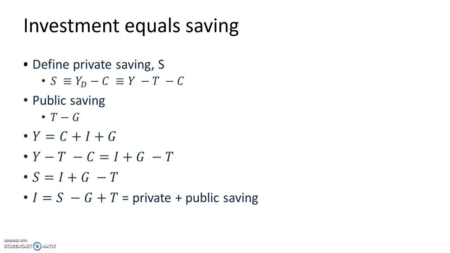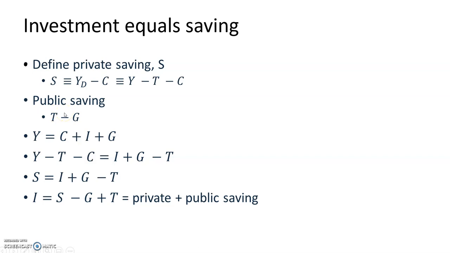Saving is the sum of private and public saving. By definition, private saving, which is saving by consumers, is equal to their disposable income minus their consumption. So S is the sum of YD minus C. Using the definition of disposable income, we can rewrite private saving as income minus taxes minus consumption. By definition, public saving is equal to taxes minus government spending, so T minus G.